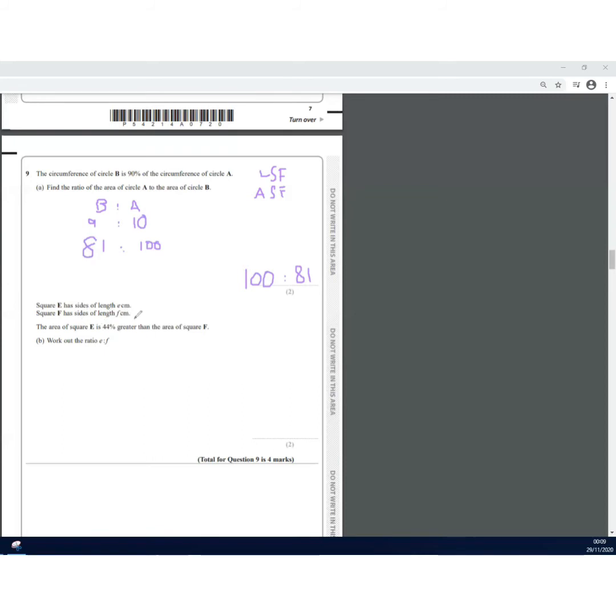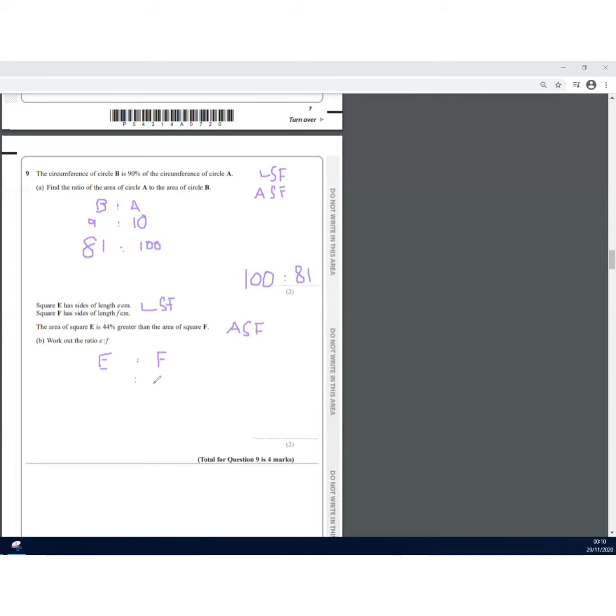Now in part B, it says square E has sides of length E centimeters, whereas square F has sides of length F centimeters. The area of square E is 44% greater than the area of square F. Now in this case, we're asked to find E ratio F, which are linear scale factors, and the given information is the area scale factor. So we're going basically opposite this time. So if I just put E ratio F, and again, I'll write it down in its ratio form.